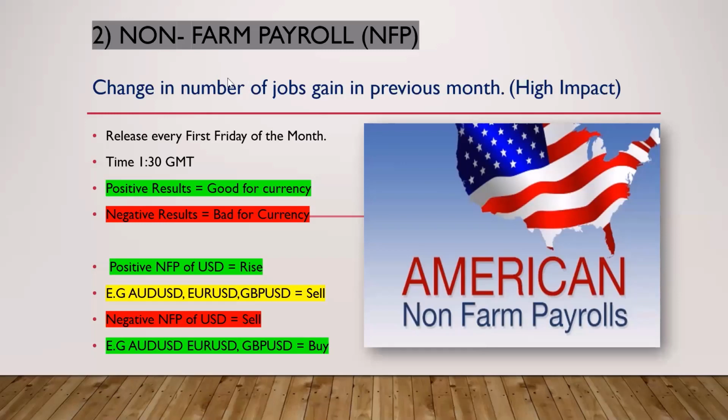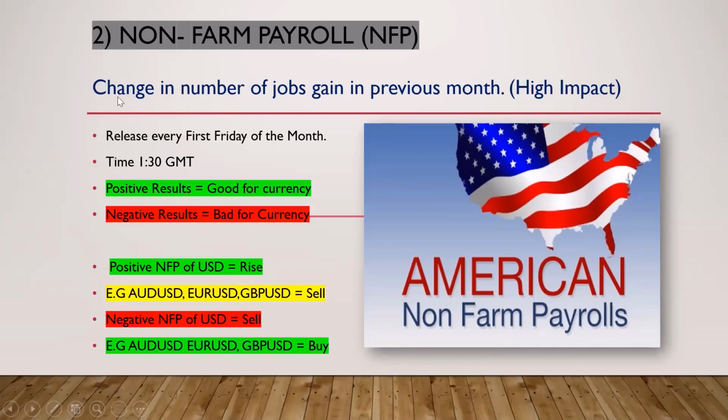Now, this report is released every first Friday of the month, and the time is about 1:30 p.m. GMT, in the afternoon. And when there is a positive result, it is good for the currency. And when there is a negative result, it will be bad for the currency.